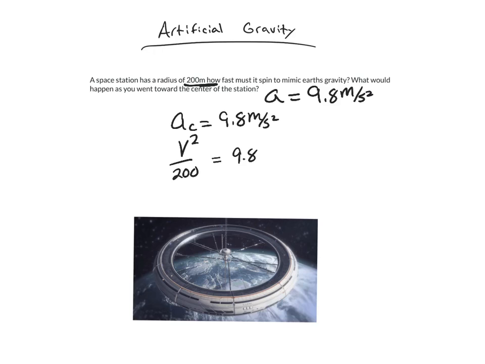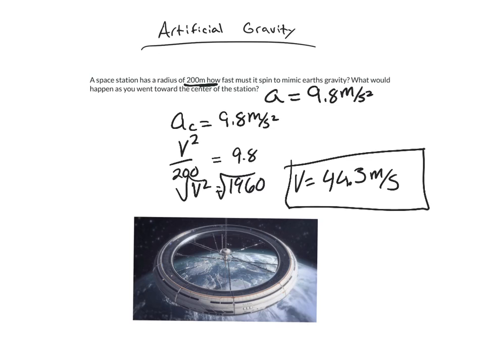So if I do this, I would get 9.8 times 200, which is 1960, and then square root that to get v. V would be equal to 44.3 meters per second. So it would need to spin at 44.3 meters per second to mimic gravity.